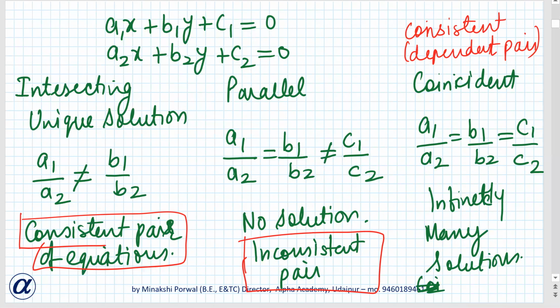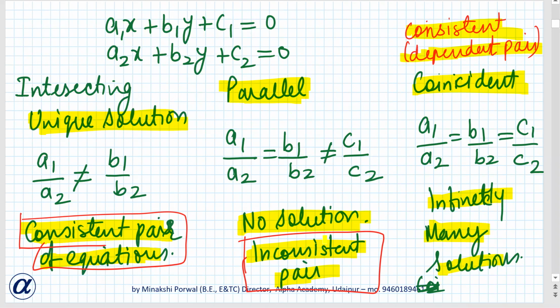Okay, so remember: when there is a unique solution, it is a consistent pair of equations, with intersecting lines. When there are infinitely many solutions, with coincident lines, it is also a consistent pair of equations. Inconsistent when? When the lines are parallel, that is, when no solution is there, then it is an inconsistent pair.